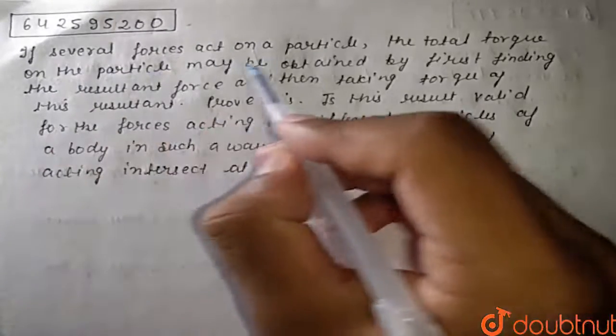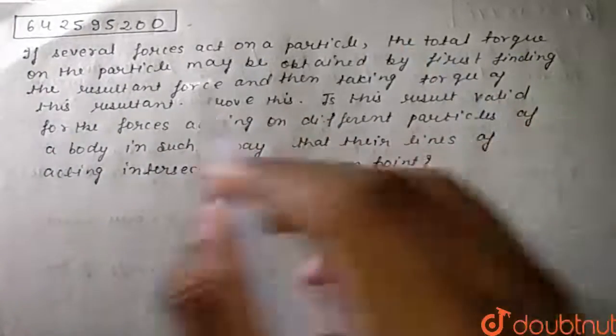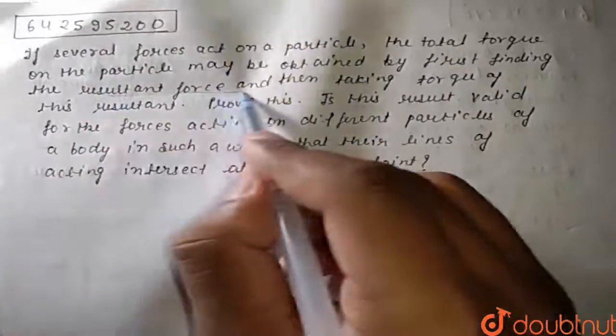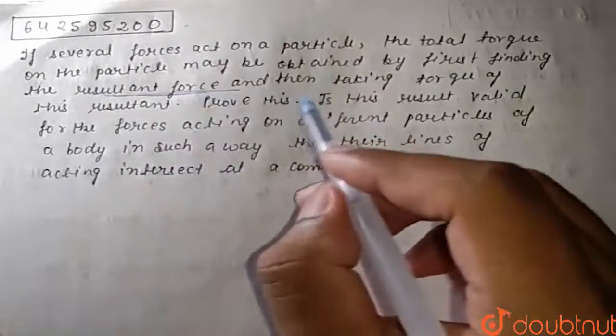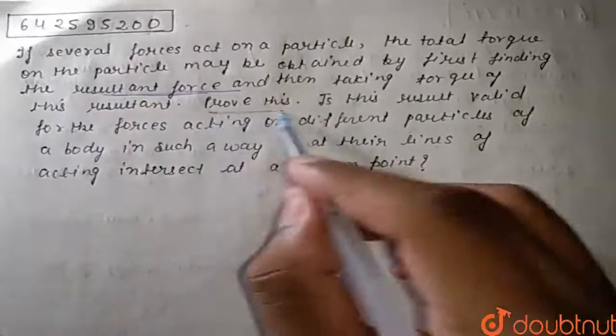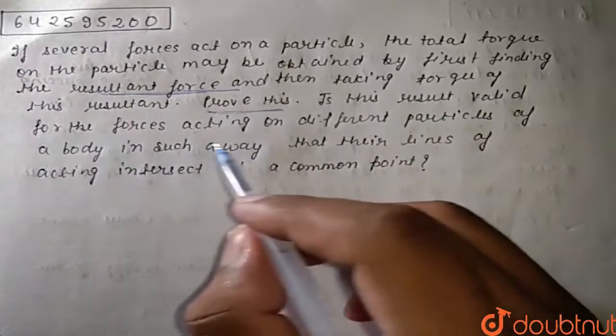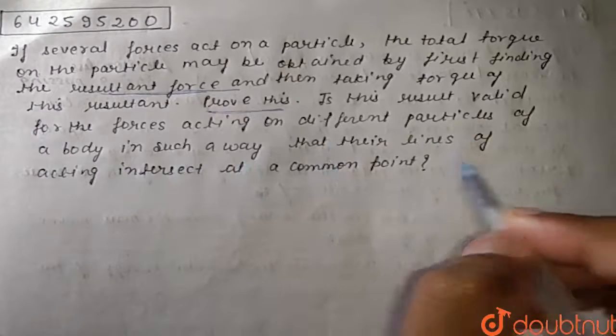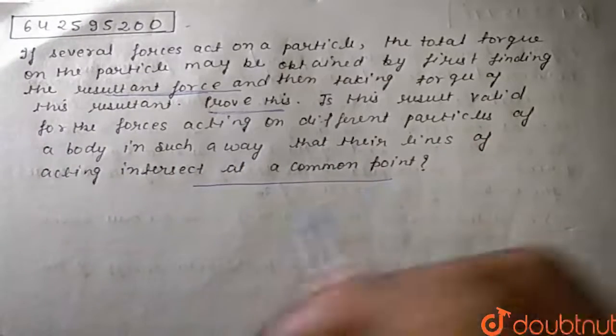We have a question. If several forces act on a particle, the total torque on the particle may be obtained by first finding the resultant force and then taking torque of this resultant. And we have to prove this. Is this result valid for the forces acting on different particles of a body in such a way that their lines of action intersect at a common point?